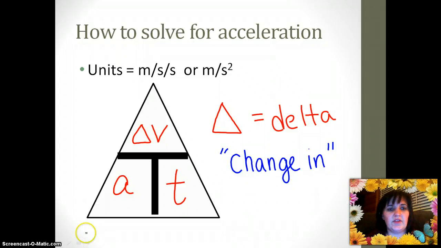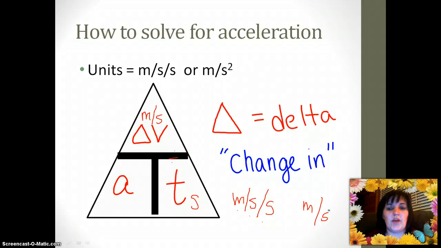Our units for acceleration, I'm sorry, are going to be the units for velocity, meters per second, divided by the units for time, seconds. If I have meters per second divided by second, I get meters per second squared. And those are all proper units: meters per second, meters per second squared. Those are the units that are going to go after my numbers that tell me what the label is.